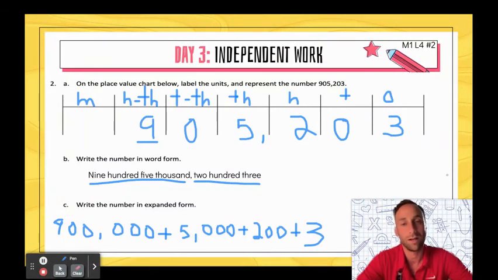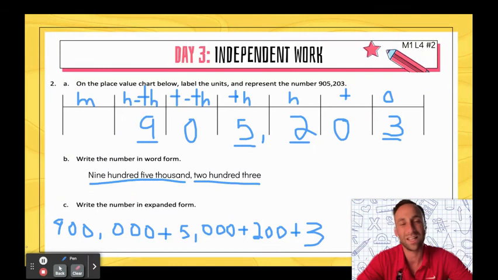So 905,203. I did that in word form. I wrote it just how I just said it. And then in expanded form, I went and I took 900,000s, 5,000s, 200s, and 3 ones and represented it using expanded form.